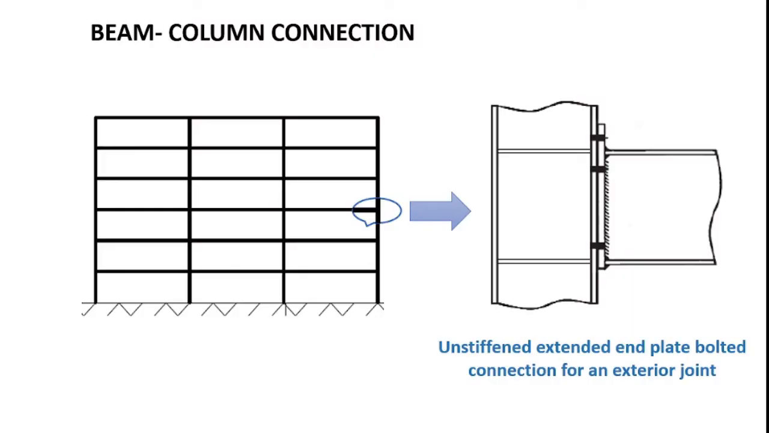So the beam column connection considered in this tutorial is shown here. It essentially is a joint corresponding to an external column beam connection, or we can call it an exterior joint. And as shown in the figure, this is an unstiffened extended end plate bolted connection for an exterior joint.